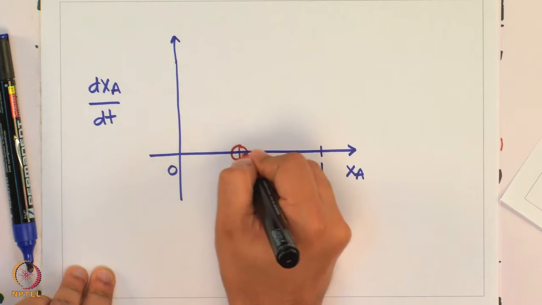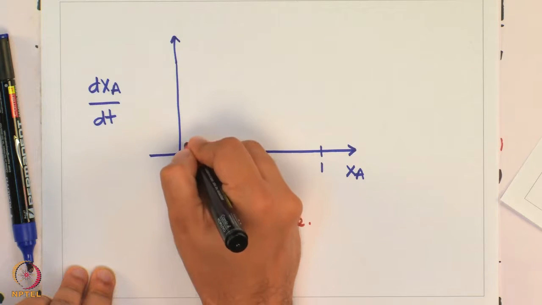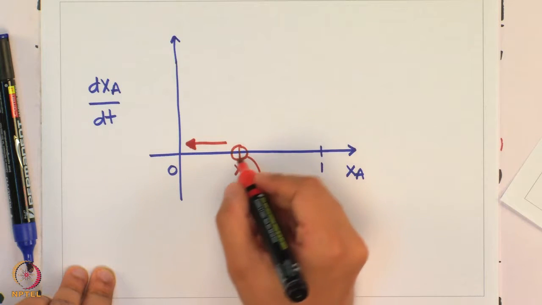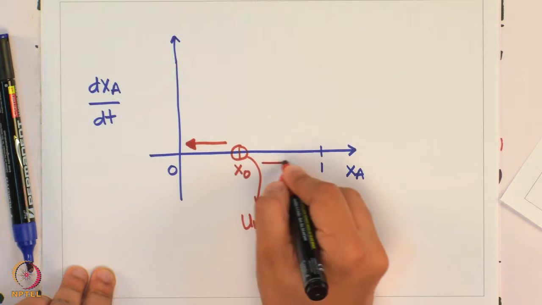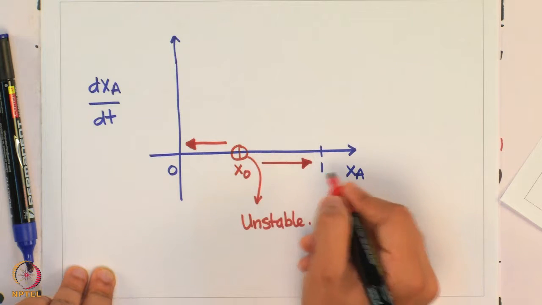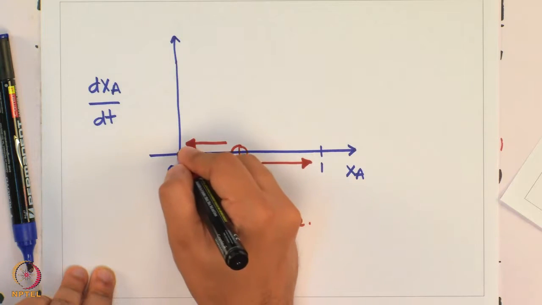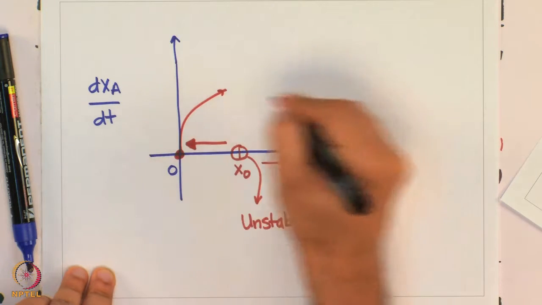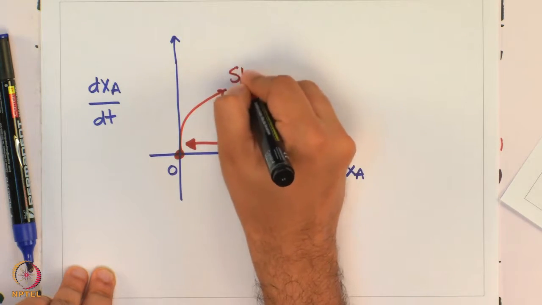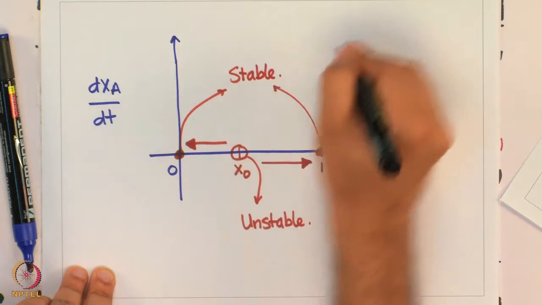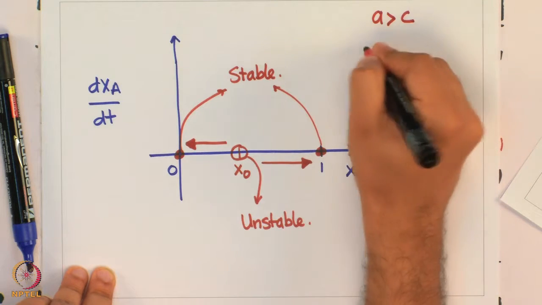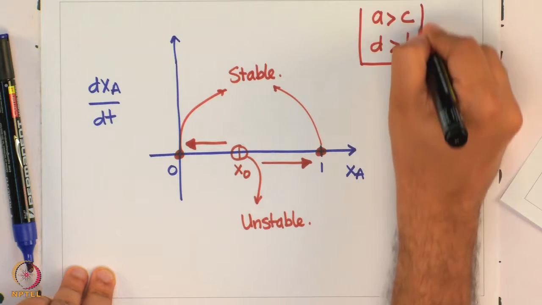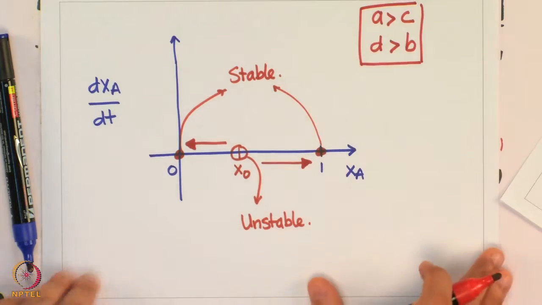Moreover, if there is any deviation to the left of this system, you move towards x A equal to 0, which means all B, and if there is any disturbance from this steady state towards the right, you move towards this scenario, which is all A and elimination of B. So, in that sense, these two steady states are my stable steady states under these conditions. This is A greater than C and D greater than B. I leave this particular analysis as an exercise for you.